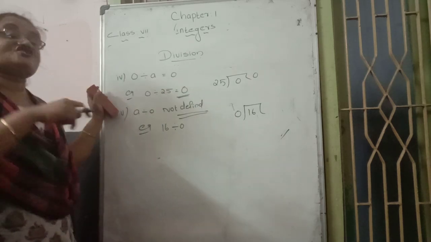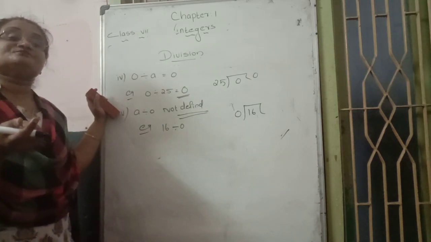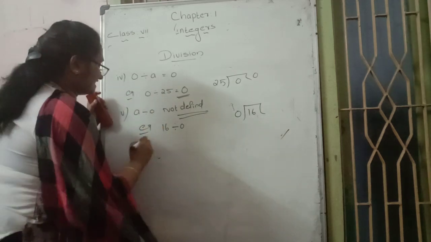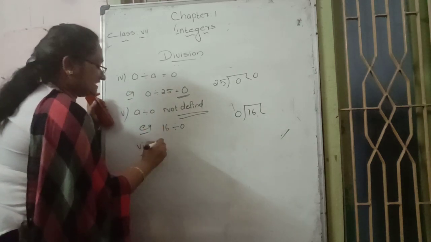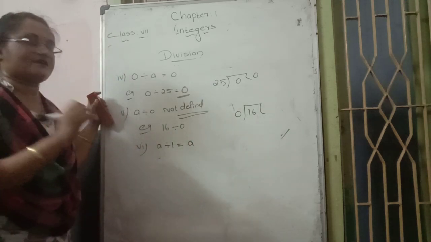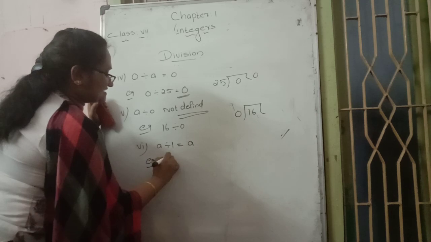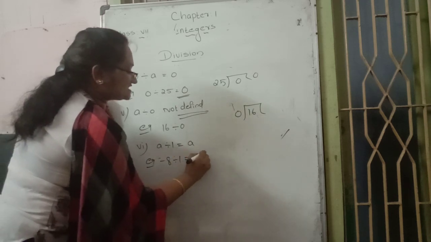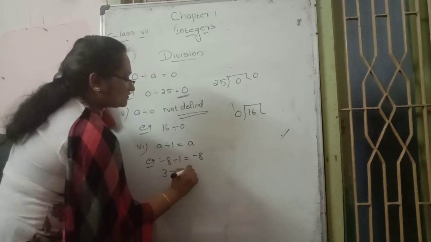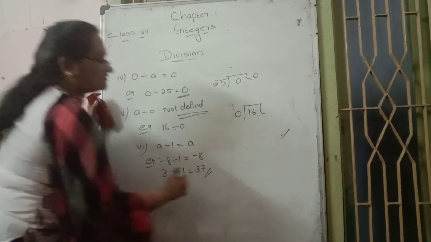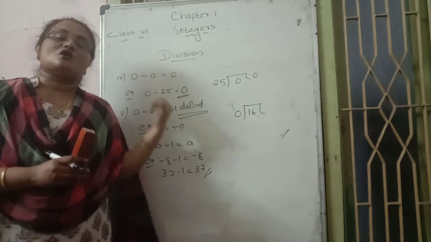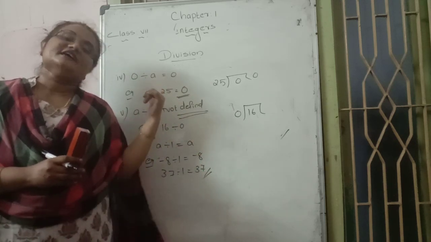The sixth rule says that any integer divided by 1 we get the same number. Example, minus 8 divided by 1. What is the answer? Minus 8 only. 37 divided by 1, what is the answer? The same number itself. That is the meaning. So these are the important properties related to division.